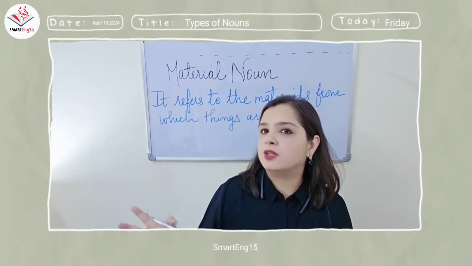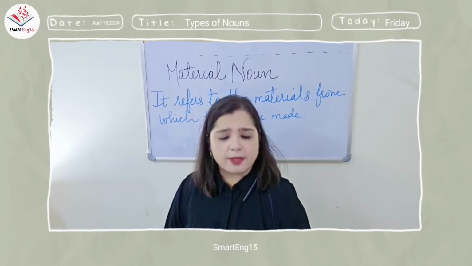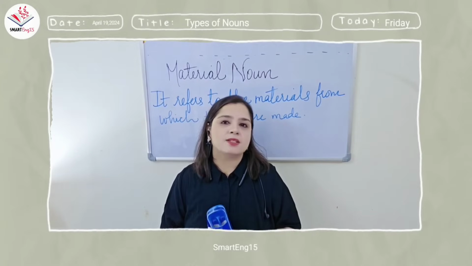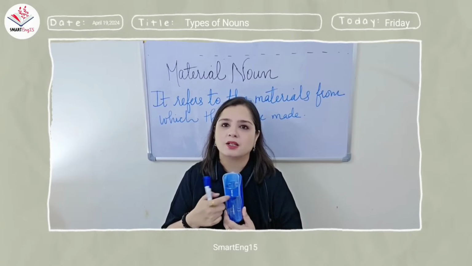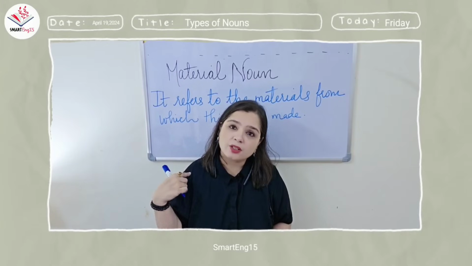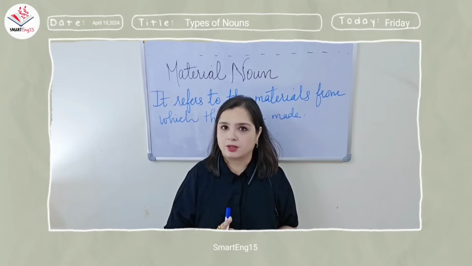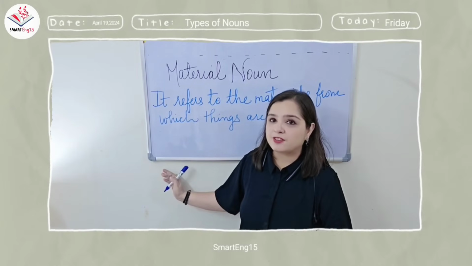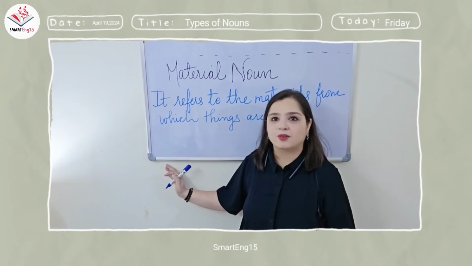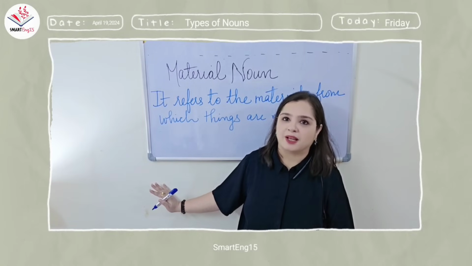So basically a material noun refers to a material. We talk about this duster. This duster is made up of plastic, right? So plastic is the material. The shirt is of cotton fabric. So the material is cotton. So cotton is a material noun. This wall is made from bricks and cement, right? So brick and cement both are material nouns.